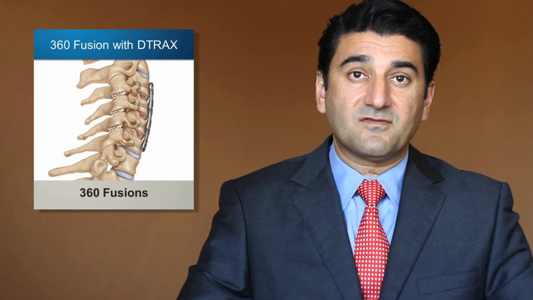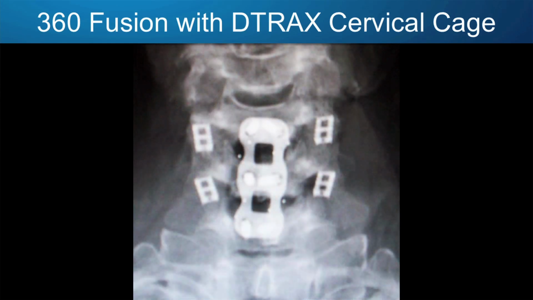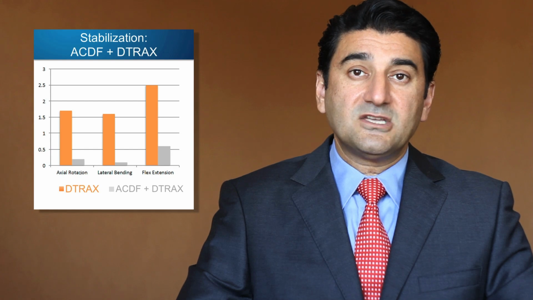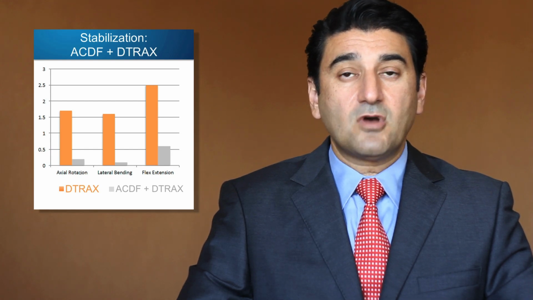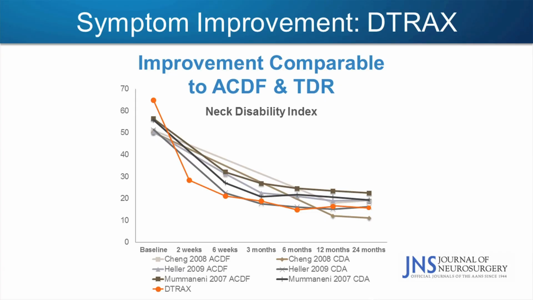The implant is indicated for one level, however in some cases I elect to use it in multiple levels. DTRAX cervical cage can be used as a part of a 360 fusion for patients with a high risk of complication. Here we see a plated ACDF combined with a posterior cervical fusion with DTRAX cervical cage, and from another angle. When you combine the DTRAX cervical cage with an ACDF, the range of motion goes almost to zero. And again, this is a good thing because we want to stabilize the spine to allow for a fusion to occur. A fusion with DTRAX cervical cage is comparable to ACDF and total disc replacement at improving symptoms.